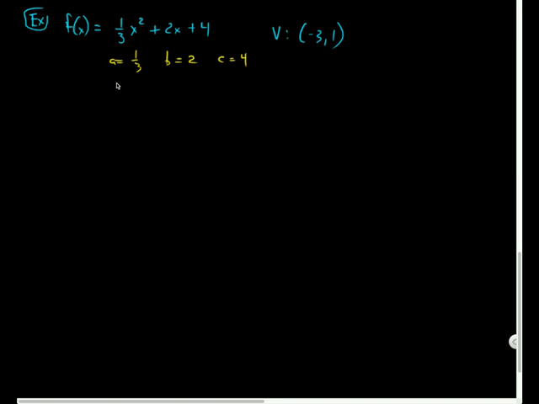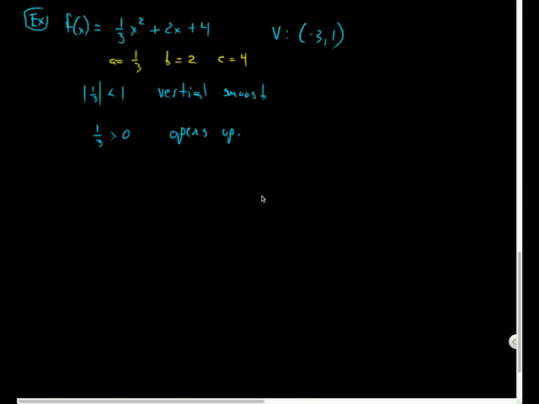So based on my analysis of A, I see that the absolute value of 1/3 is less than 1, so that means it's a vertical smoosh, or a horizontal stretch, whichever way you want to think about it. And I also see that 1/3 is greater than 0, meaning it opens upward.